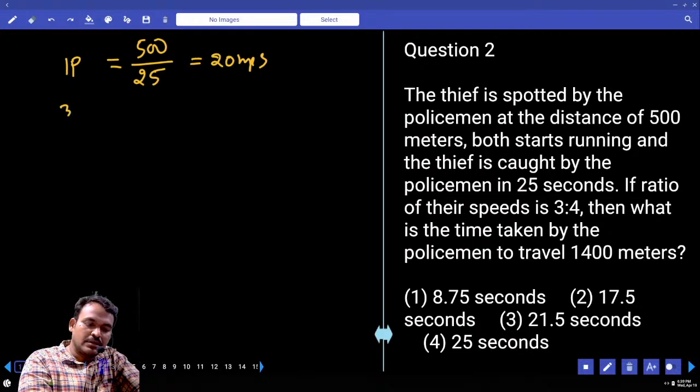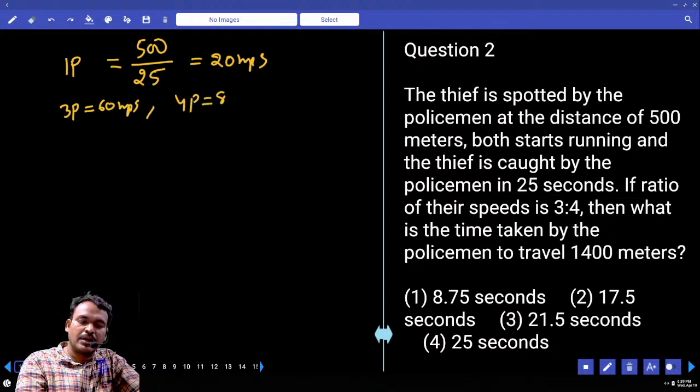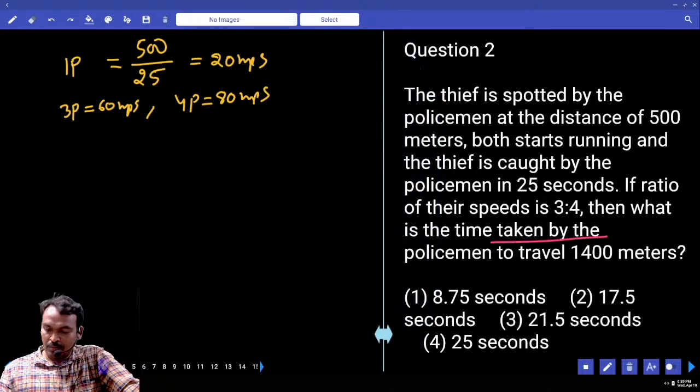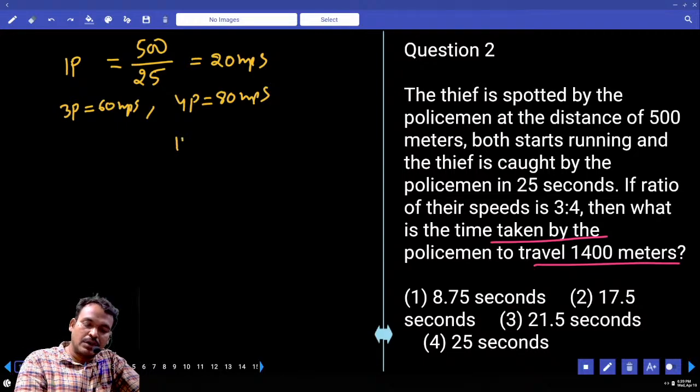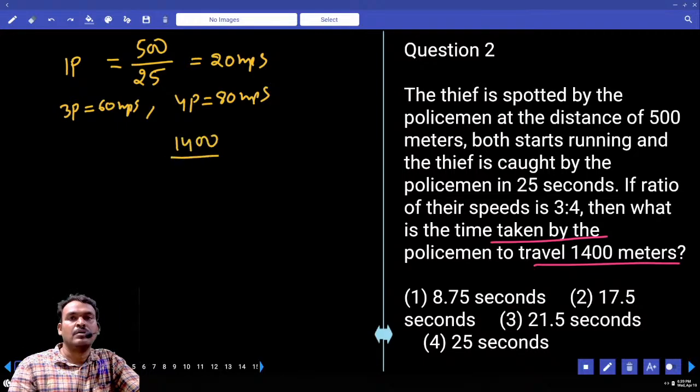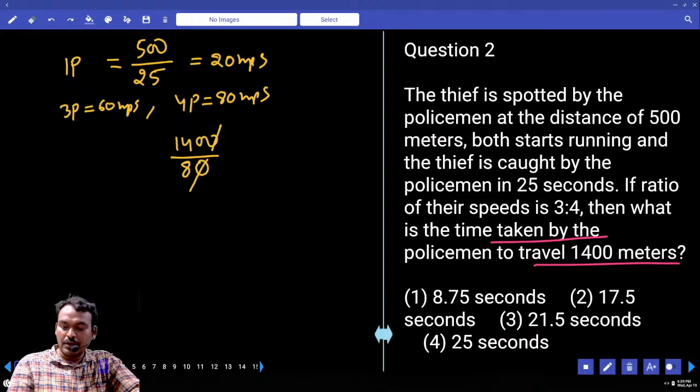Then the thief speed, 3 parts, is 60 meters per second, and the police speed, 4 parts, is 80 meters per second. What is the question here? The time taken by the policeman to travel 1400 meters. Then we require 1400 covered by the policeman. What is the policeman speed? 80. Cancel the 0. 8 how many times?